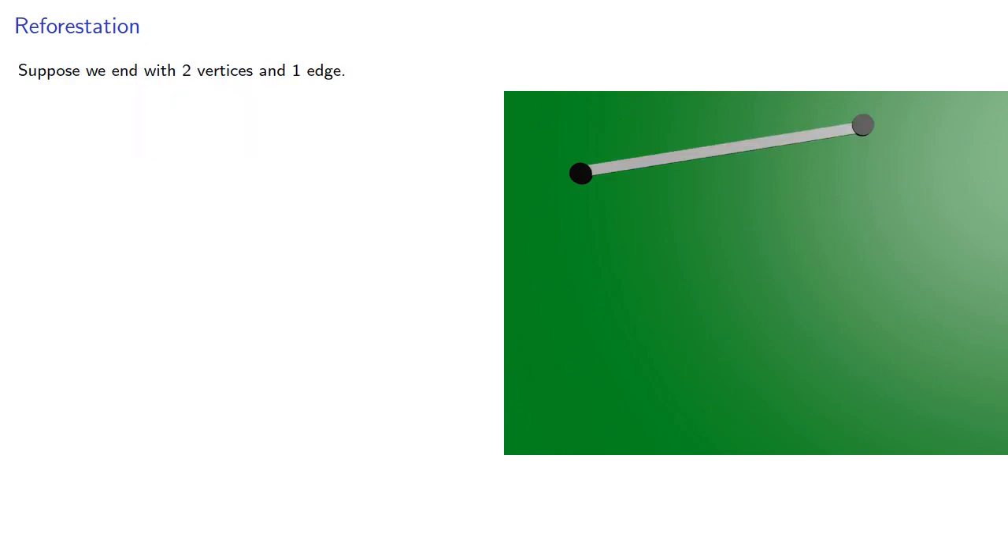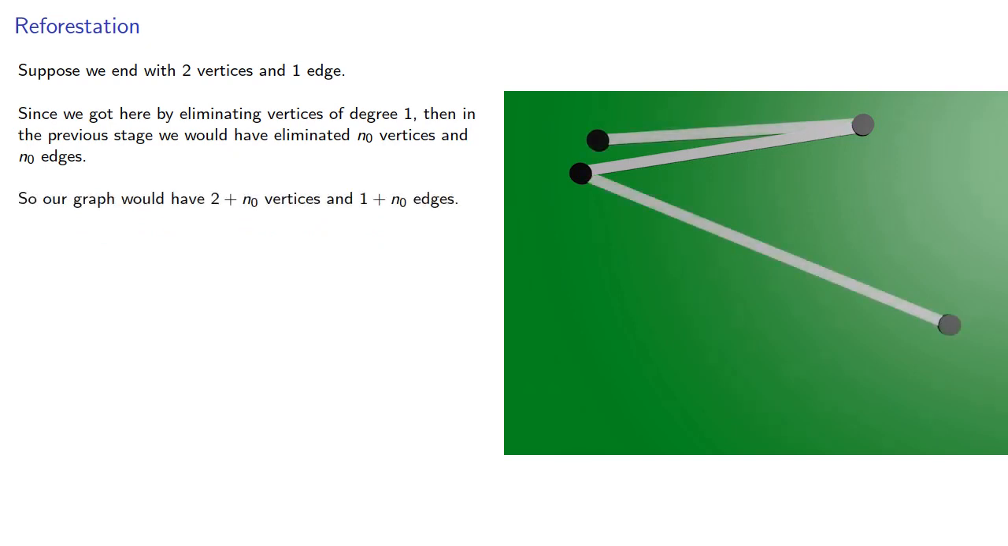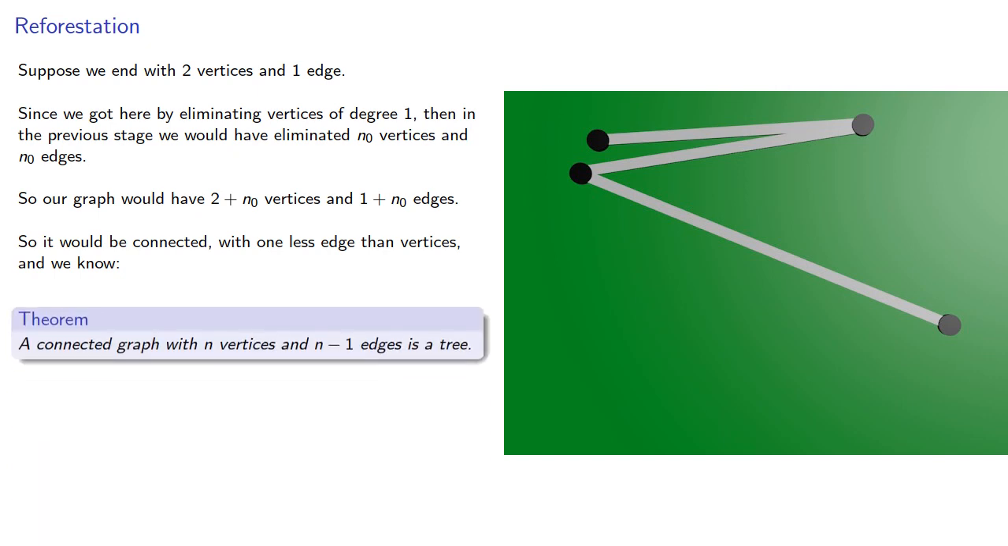So suppose we end with two vertices and one edge. Since we got here by eliminating vertices of degree 1, then in the previous stage, we would have eliminated some number of vertices and the same number of edges. So our graph would have had 2 plus n0 vertices and 1 plus n0 edges. So it would be connected with one less edge than vertices, and we know that a connected graph with one less edge than vertices is a tree.